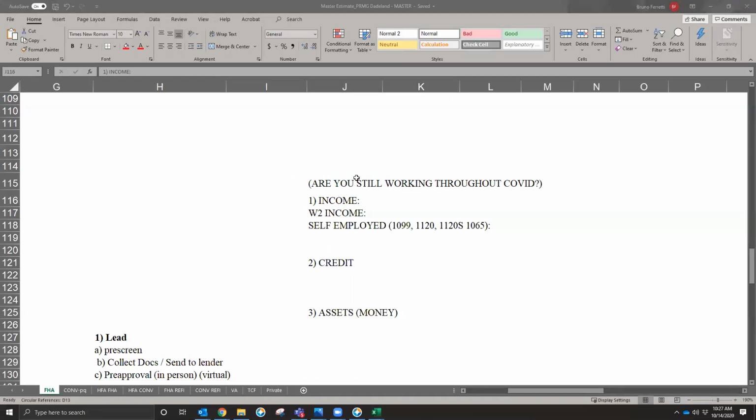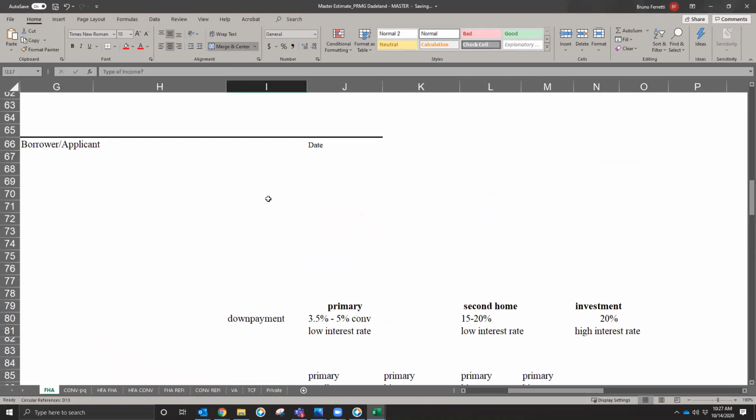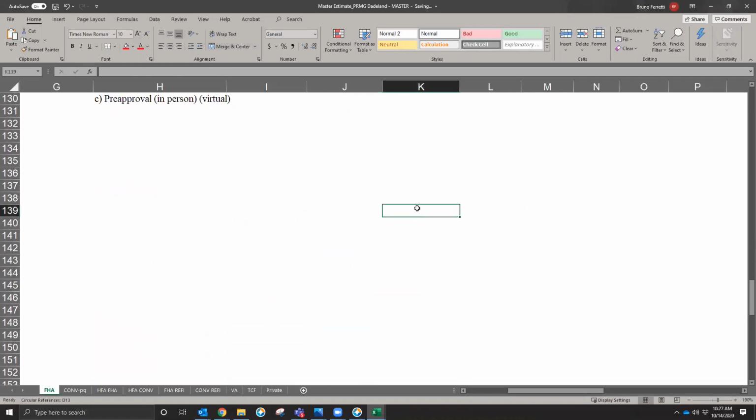Perfect. Next one, income. Type of income. Very, very important question, okay? You have to ask the borrower if they work W-2 or self-employed. And I will get into why right now, okay?